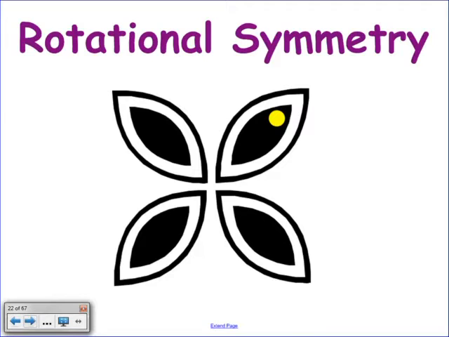Okay? And rotational symmetry is putting a pin in the centre of whatever shape they give you and spinning it round and seeing how many times it maps onto itself. So how many times does that yellow dot map onto the same shape? And as you go around, you can see that particular object has an order of 4 for rotational symmetry.